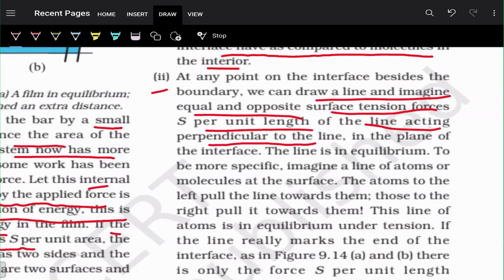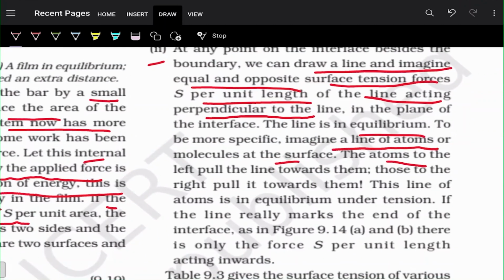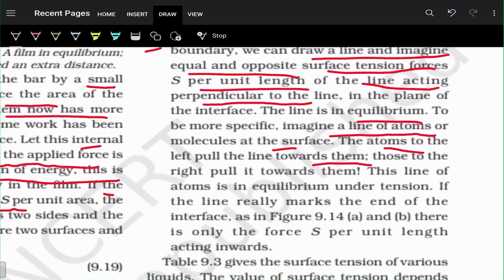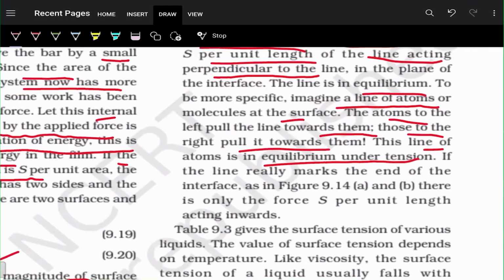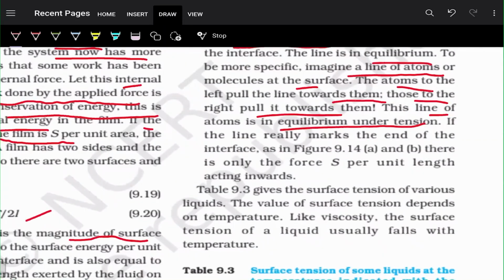The line is... that means, take a molecule; the ones on its left side, which way will they pull it? They will pull it to the left. Those to the right pull it towards them. Correct. This line of atoms is in equilibrium under tension. The line really marks the end of the interface. See, there is only the force per unit length acting inwards. Thus, table 9.3 gives the surface tension of various liquids.